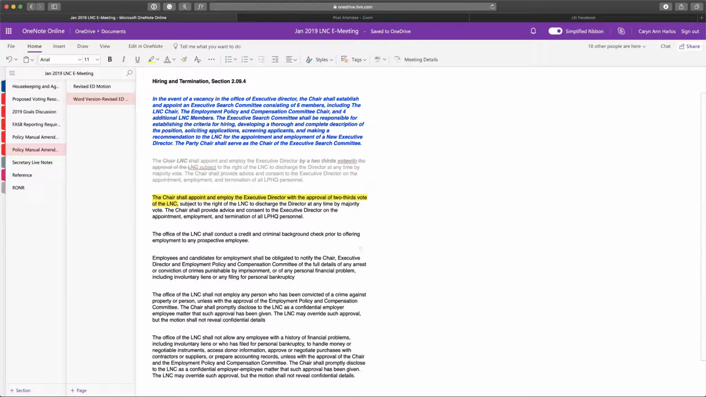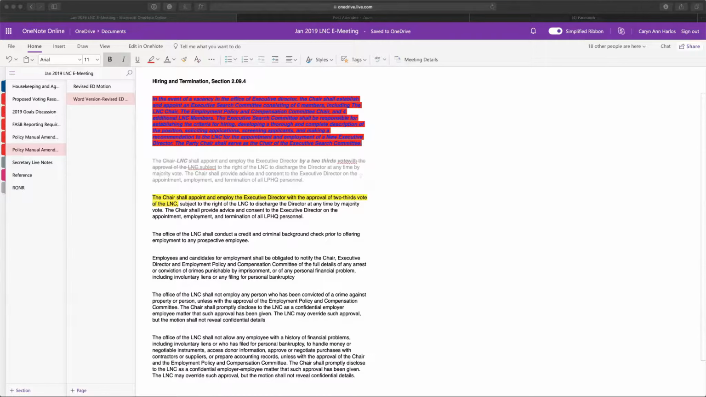So that would make the only amendment to the policy manual, should the amendment pass, would be that the chair would be appointing and employing with the approval of a 2/3 vote of the LNC. Is there a second for Mr. Longstreth's amendment? Second. Oh, who was it? Smith. Okay. Mr. Smith seconds. Mr. Longstreth, would you like to speak to your amendment? I would. Just a couple of points.